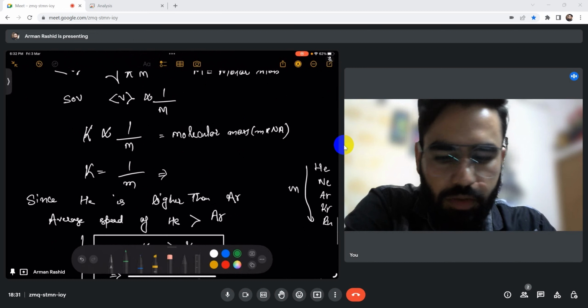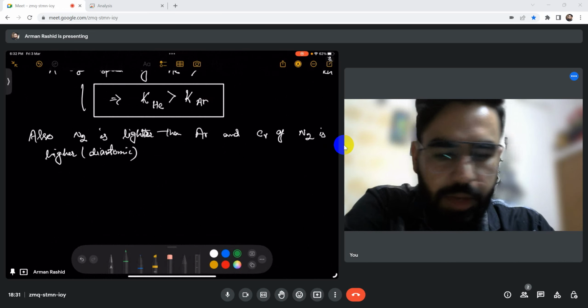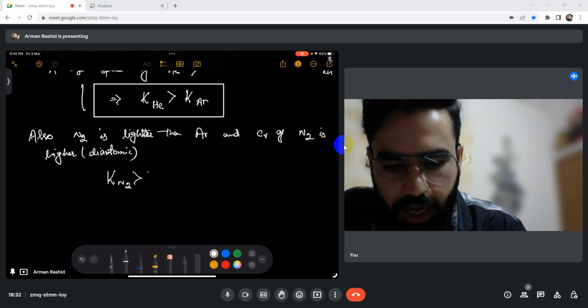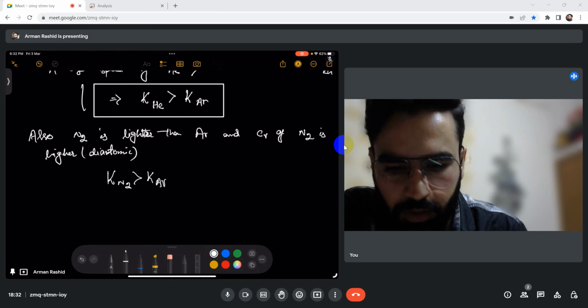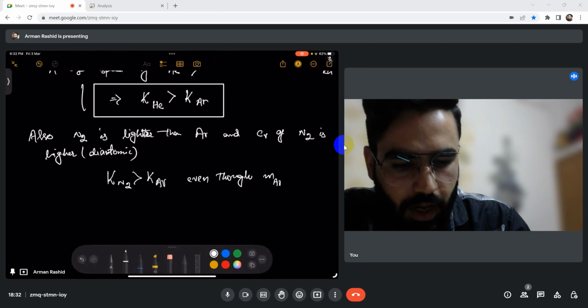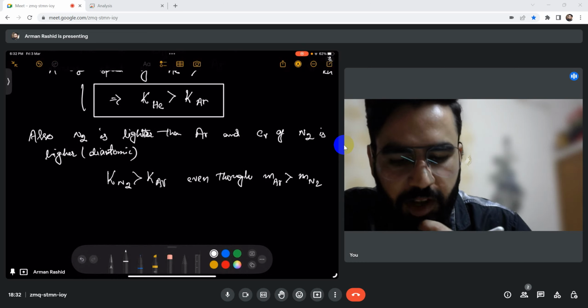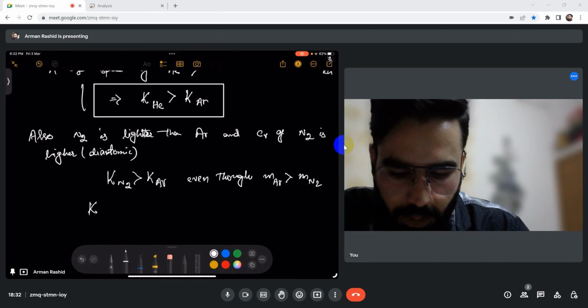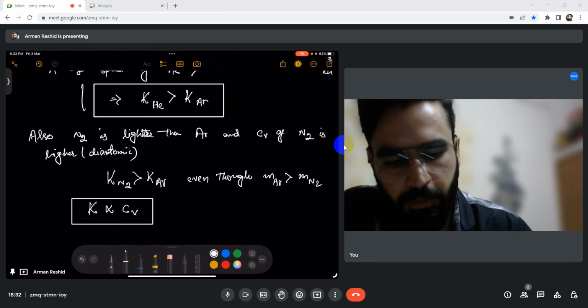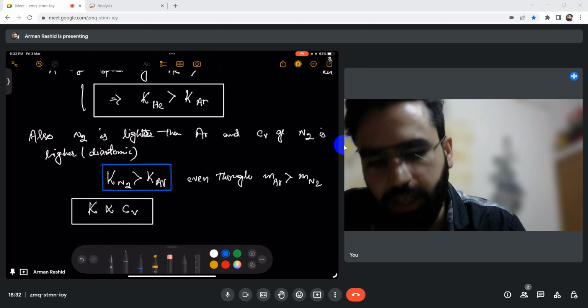When nitrogen is diatomic, Cv will be higher, because it's a diatomic. Because Cv is higher, the thermal conductivity of nitrogen will be higher as compared to the thermal conductivity of argon, even though the molecular mass of argon is greater than the molecular mass of nitrogen. Why? Because K is directly proportional to Cv, where K is thermal conductivity. So these are the two statements that are correct regarding thermal conductivity.